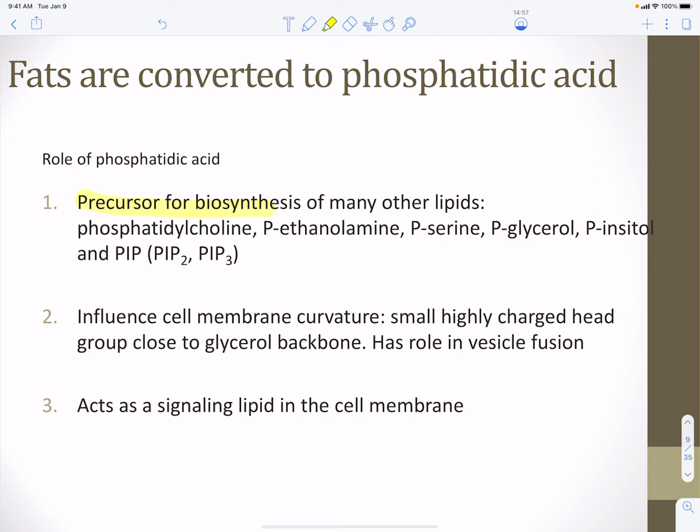It's a precursor again for biosynthesis, so it can make many different lipids. It also has to do with the curvature of the membrane, so it has charge groups, and so it has an important role for fusion of vesicles with the cell membrane, for example. And it also has a signaling role within the cell membrane.